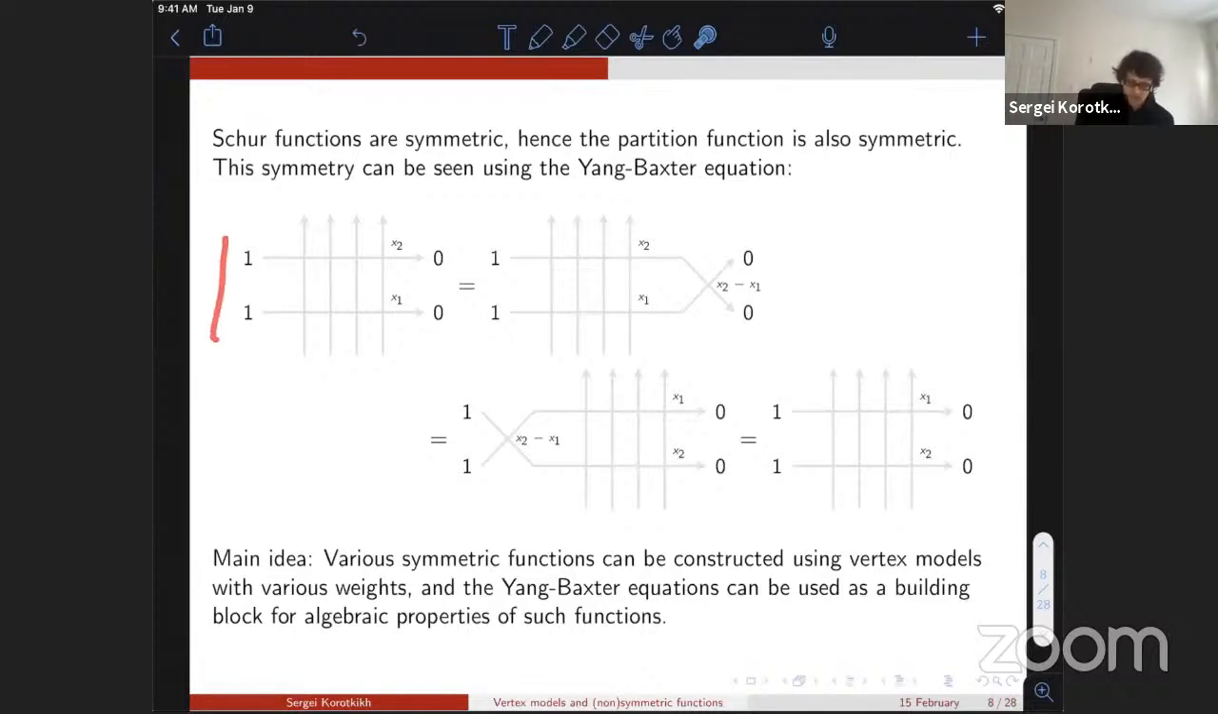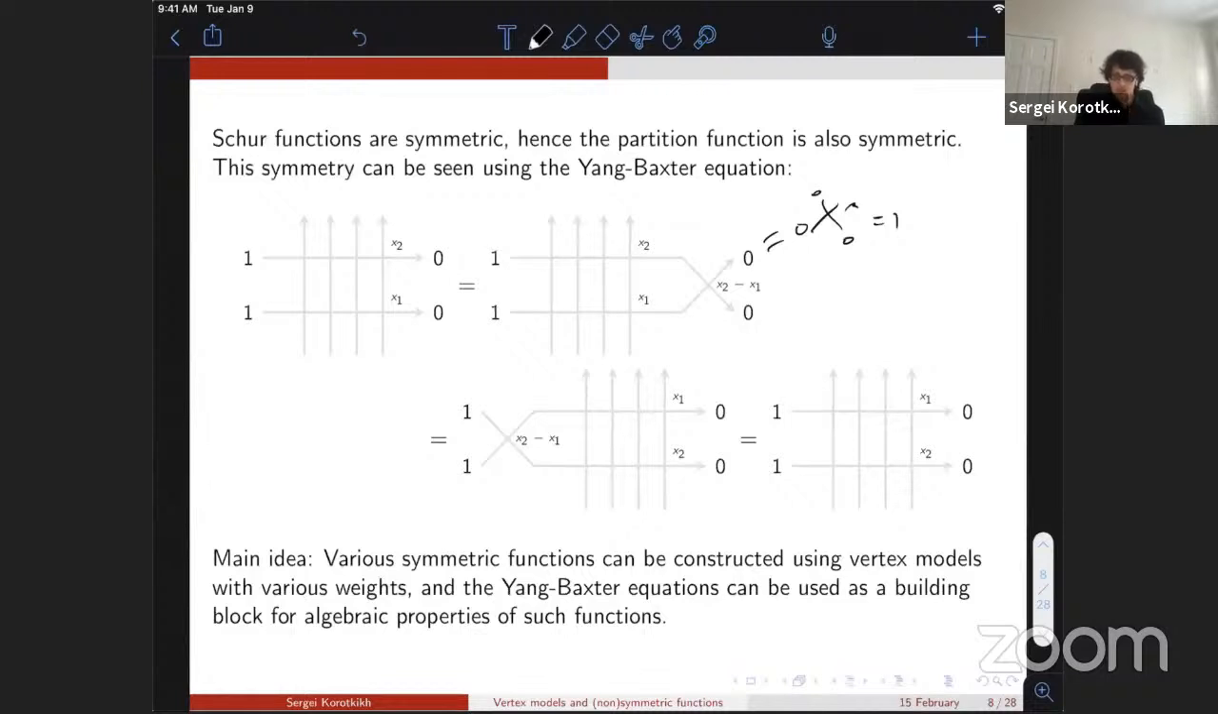For example, let's take just two consecutive rows of my partition function, with the lower row having vertices with parameter x1 and the upper row having vertices with parameter x2. Then I want to show that the partition function is symmetric in x1 and x2. To do so, I draw an additional vertex on the right, which will have, due to the boundary conditions, zero labels on top and on the right, and hence the only configuration it can admit is just the zero configuration with weight one.